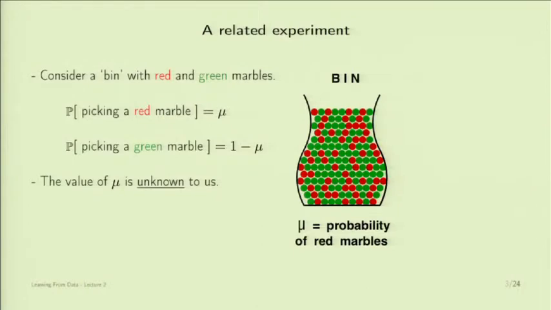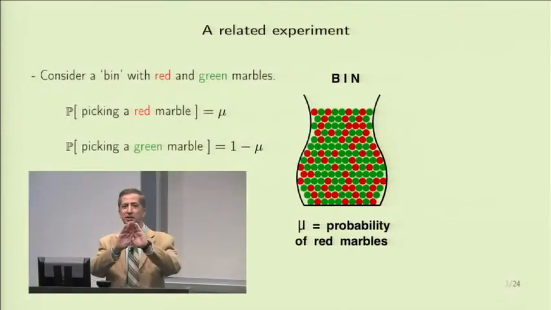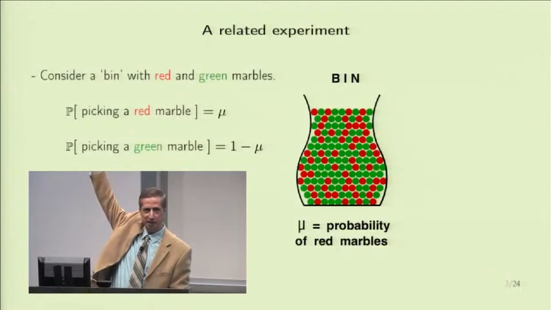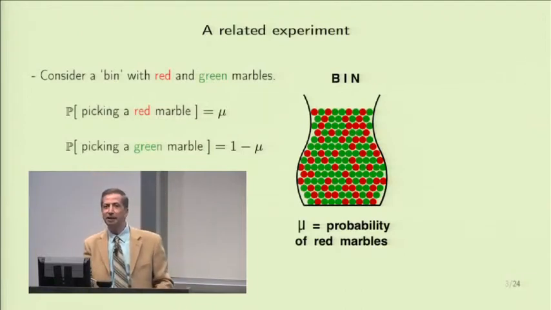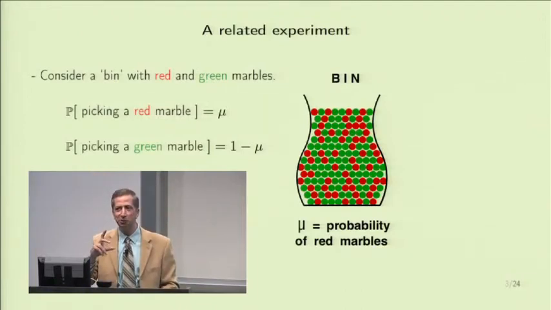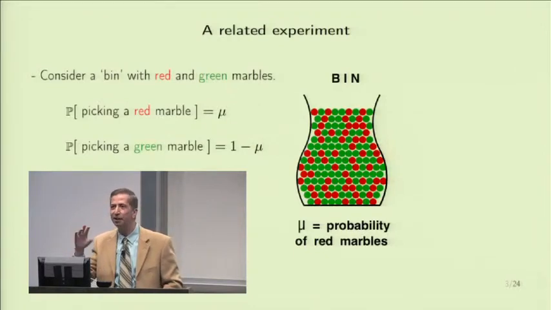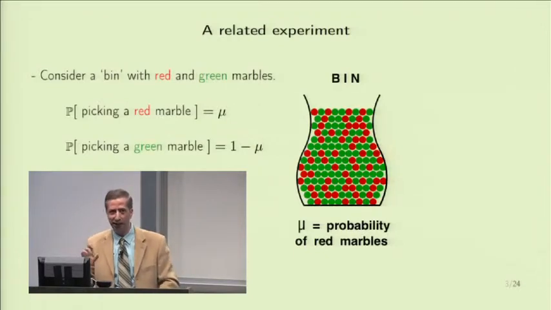Now, the value of mu is unknown to us. So in spite of the fact that you can look at this particular bin and see, okay, there is less red than green, so mu must be small and all of that, you don't have that advantage in real life. The bin is opaque, it's sitting there, and I reach for it like this. Now that I declare mu is unknown, you probably see where this is going. Unknown is a famous word from last lecture, and that will be the link to what we have.